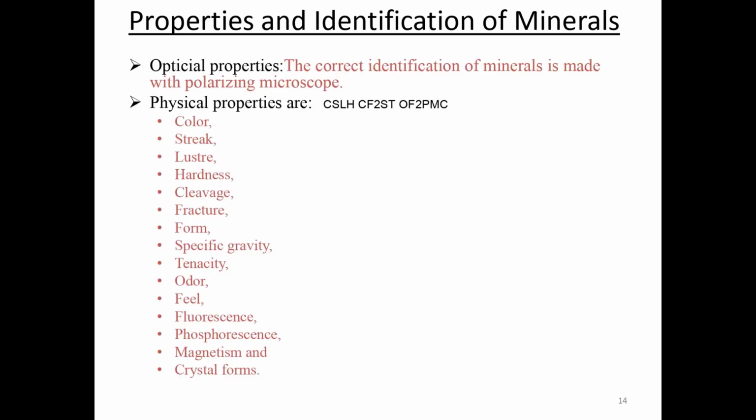Properties and identification of minerals. Optical properties. The correct identification of minerals is made with a polarizing microscope. Physical properties are color, streak, luster, hardness, cleavage, fracture, form, specific gravity, tenacity, odor, feel, fluorescence, phosphorescence, magnetism.